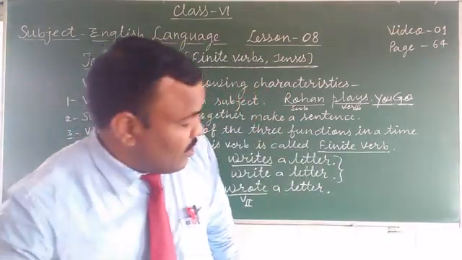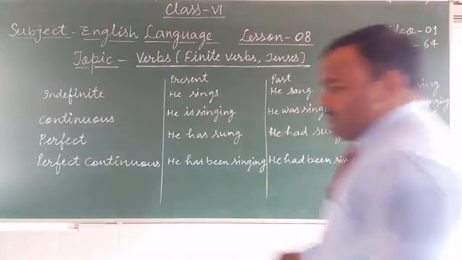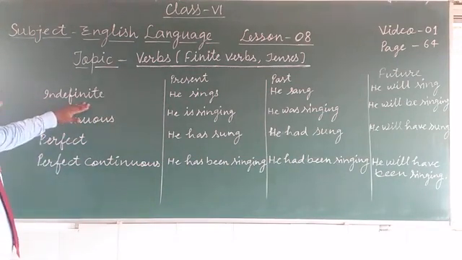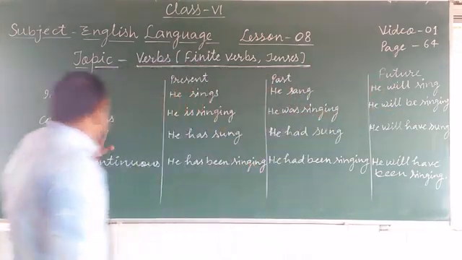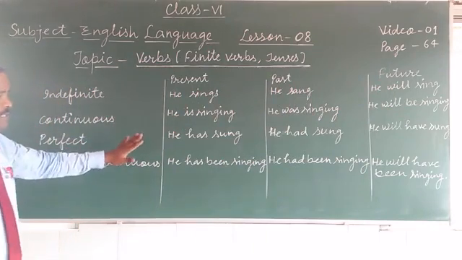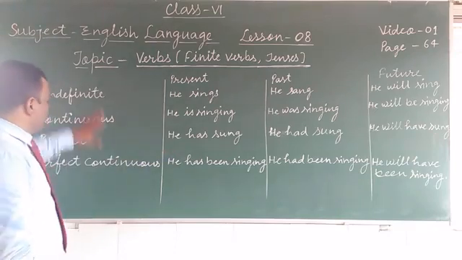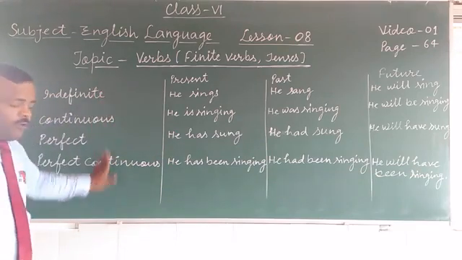What are the 3 tenses? Now let's see. Okay students, now see the verb has 3 tenses with 4 forms: indefinite, continuous, perfect and perfect continuous. So here indefinite means present indefinite, past indefinite and future indefinite. In the same way, present continuous, past continuous and future continuous. Present perfect, past perfect and future perfect. Present perfect continuous, past perfect continuous and future perfect continuous. So these are the 3 tenses and 4 forms.